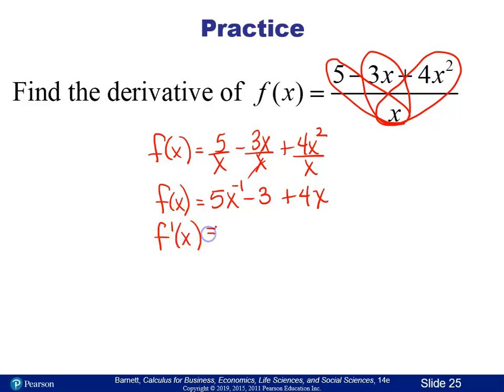So now I need to look at what's the derivative. Okay, so I'll have that constant multiple, and then the derivative of x to the negative 1 would be negative 1x to the negative 2. The derivative of a constant is 0, and then the derivative of 4x would just be 4. So I end up with negative 5 over x squared plus 4.